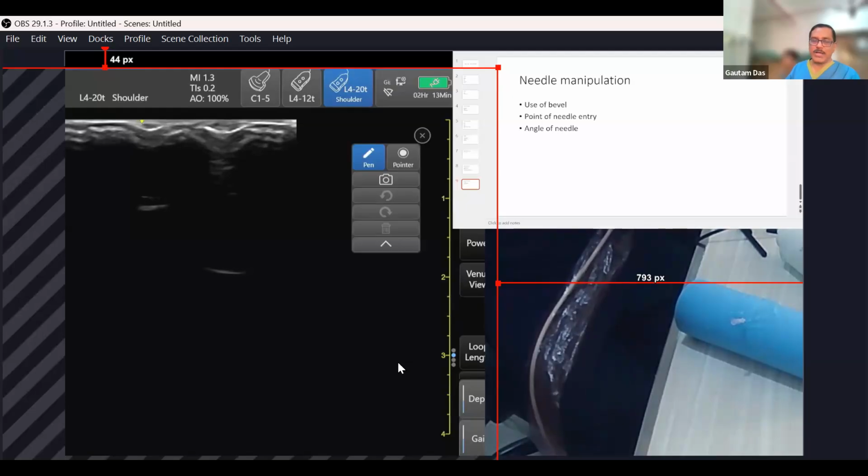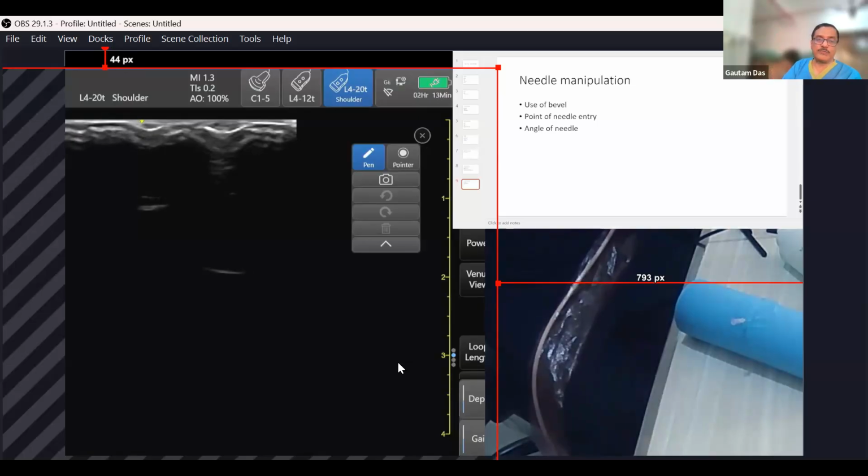You have to assume that, okay, if my structure is there and if my needle entry point is here, I'll be able to reach the target. There is no calculation like 1 centimeter, 2 centimeter, but this is a very simple rule: the deeper your structure is, the farther away you have to go. But sometimes it is not possible. You cannot go much away from your probe. So in that situation, what will happen? Your angle will be increasing.